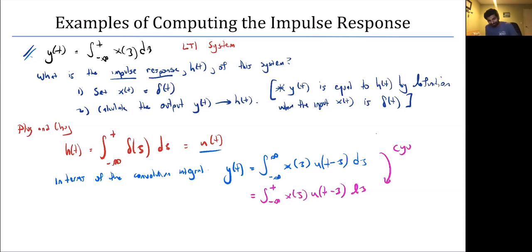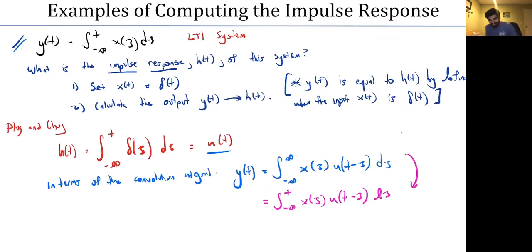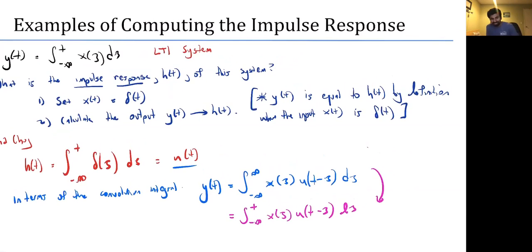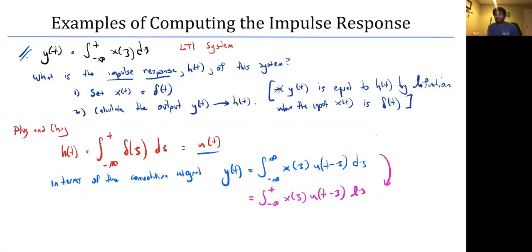Okay, so it turns out that in this particular case, if we remember our definition of the Heaviside step function, we can simplify u of t minus tau as being equal to zero if tau is greater than t. Okay. So if that's the case, then we don't need to integrate all the way up to infinity. We only need to integrate up to t, and we're going to get the same result.